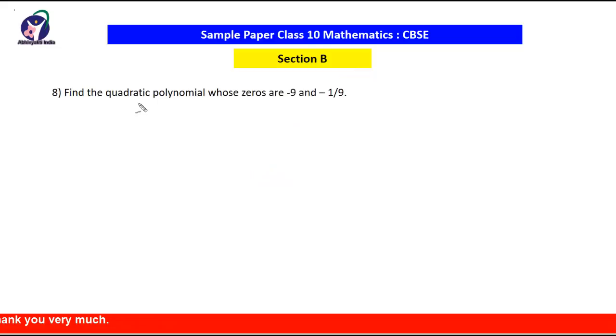The next question is, find the quadratic polynomial whose zeros are -9 and -1/9. Here the first zero, alpha, is -9 and the other zero, beta, is -1/9. The quadratic polynomial is written as x square minus sx plus p, where s is the sum of the roots and p is the product of the roots. And so we will first find the sum of the roots and the product of the roots.